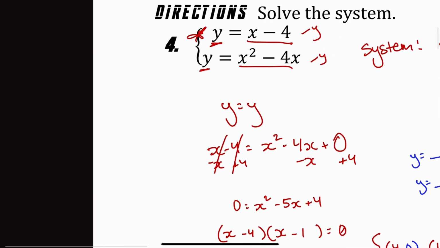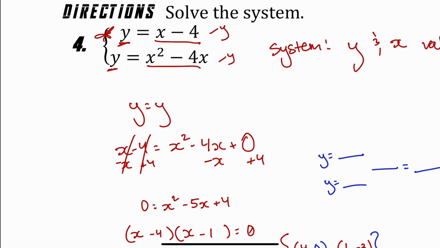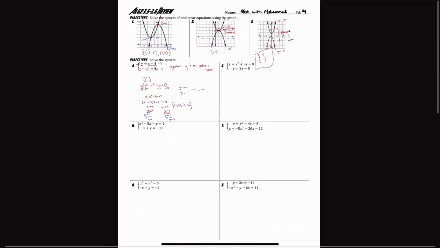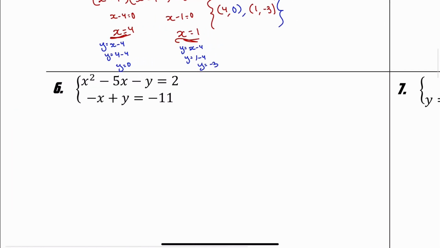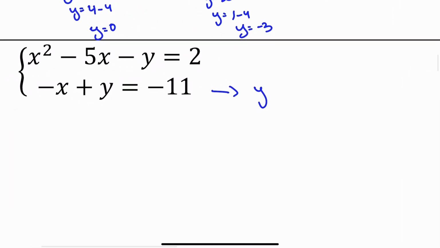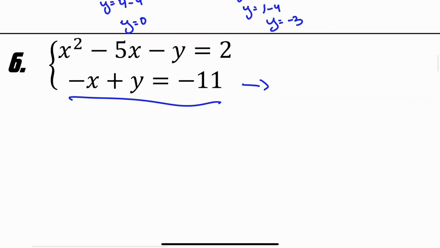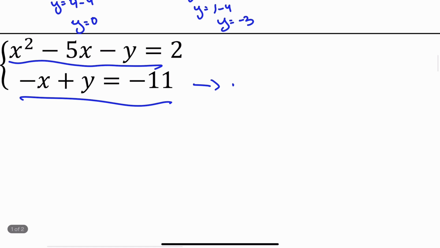We plugged in x minus 4 is equal to x squared minus 4x. We can do the same thing here. For both of these, we can rewrite them into y is equal to format. So we can turn this into y is equal to mx plus b format, and I can turn this into y is equal to ax squared plus bx plus c format. So in this case, it becomes y is equal to x minus 11.